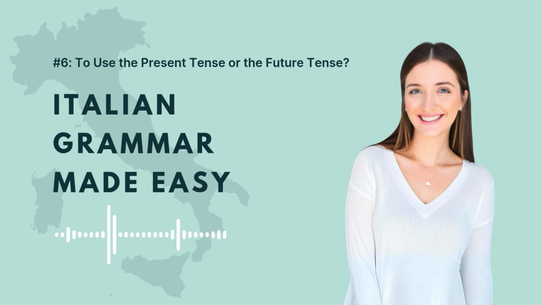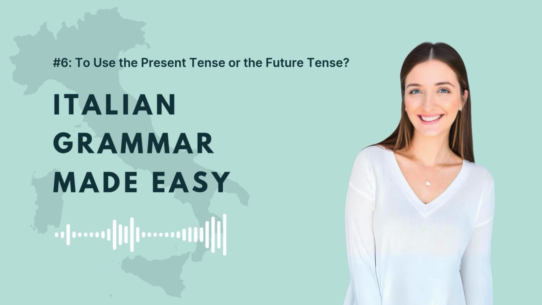First, when we talk about actions and events that will happen for sure. Avverranno certamente. They will happen for sure. For example, tra 5 mesi vado in Italia. In 5 months, I'll go to Italy. In English, it comes natural for me to use the future because in 5 months I'll go to Italy. But in Italian, we can use the present. Tra 5 mesi vado, present tense, in Italia.